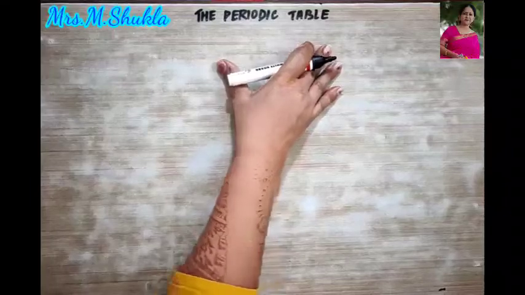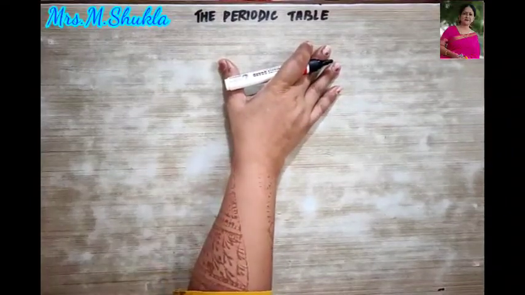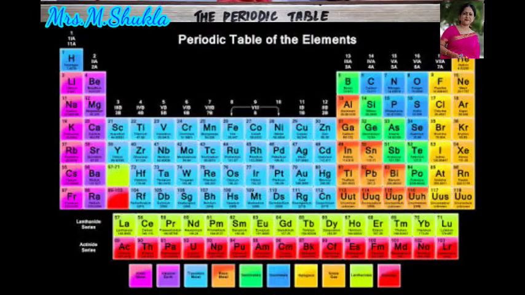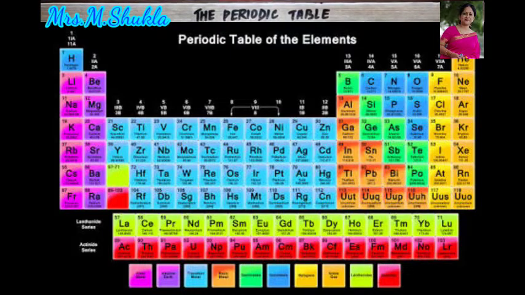So let us begin with the periodic table firstly. Towards the end of the 18th century and in the beginning of the 19th century, the number of elements was continuously increasing, right? And it became so difficult to study and remember the properties of those elements that it was the need of the hour to classify those elements.